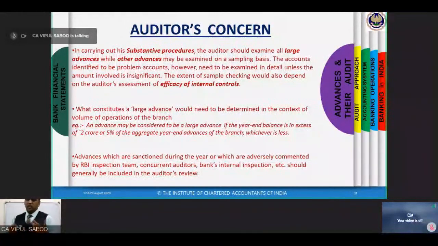Advances are sanctioned during the year, as we had done in the last class. RBI periodically inspects the banks and gives its inspection report, and there are concurrent auditors' reports, stock audit reports, internal inspection, the bank's zonal office reports. All these reports the auditor has to review and study carefully: whether any adverse comments are there, and what action has been taken against those adverse comments. Have they been rectified or not?